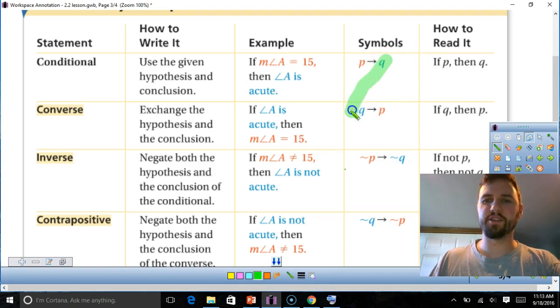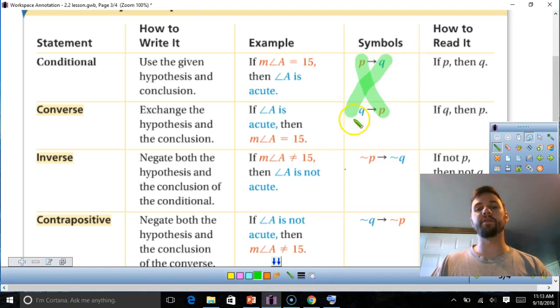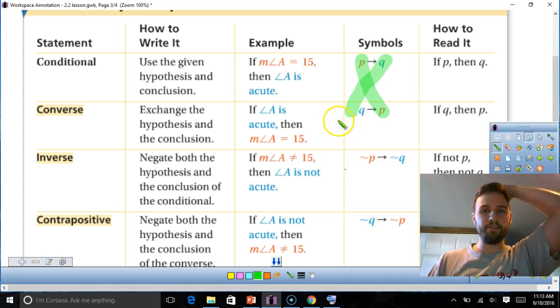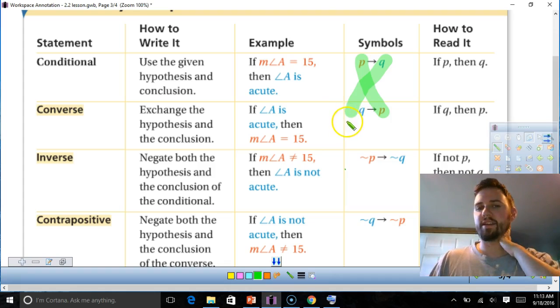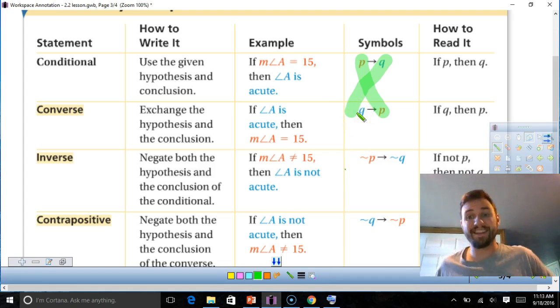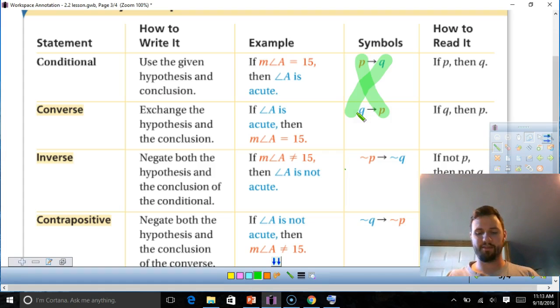So you can see we switched our P and our Q. Converse is the reverse. So we would say if angle A is acute, then the measure of angle A is 15. Is that always true? No, what if your angle's 30? That's still acute, and it's not 15 degrees. 30 doesn't equal 15.